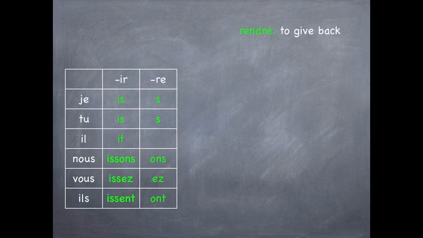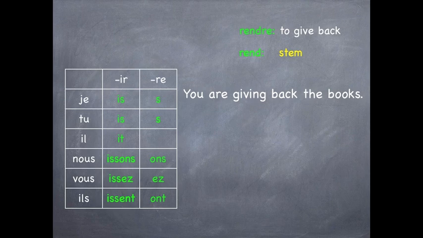And finally, rendre, to give back. It's an RE verb with a stem REND. You are giving back the books. Tu rends les livres. And that's IR verbs and RE verbs in the present tense.